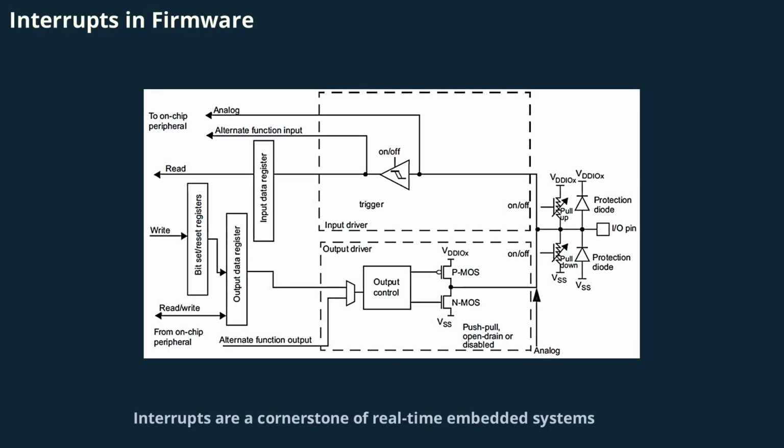Interrupts are a cornerstone of real-time embedded systems. They provide asynchronous event notification, allowing firmware to respond quickly to external or internal events. Interrupts are prioritized, can be nested, and require careful context switching. Efficient interrupt service routines (ISRs) are essential for maintaining system stability and responsiveness. In this scene, we'll explore the principles of interrupt handling and their importance in firmware design.